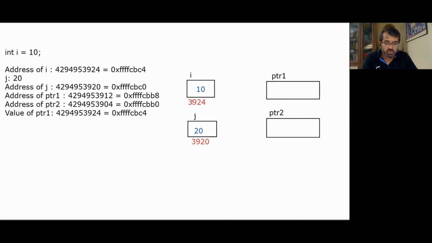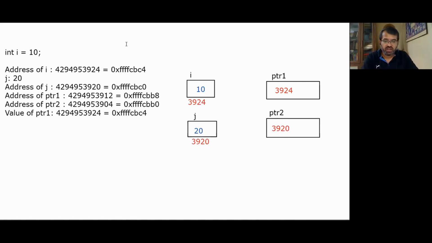What is stored inside PTR1? PTR1 is storing the address of I. 3924 is the address of variable I. We did not run the next statement, but I'll explain. And what is PTR2 storing? PTR2 is storing the address of variable J. What is the address of variable J? 3920. So this is the scene.